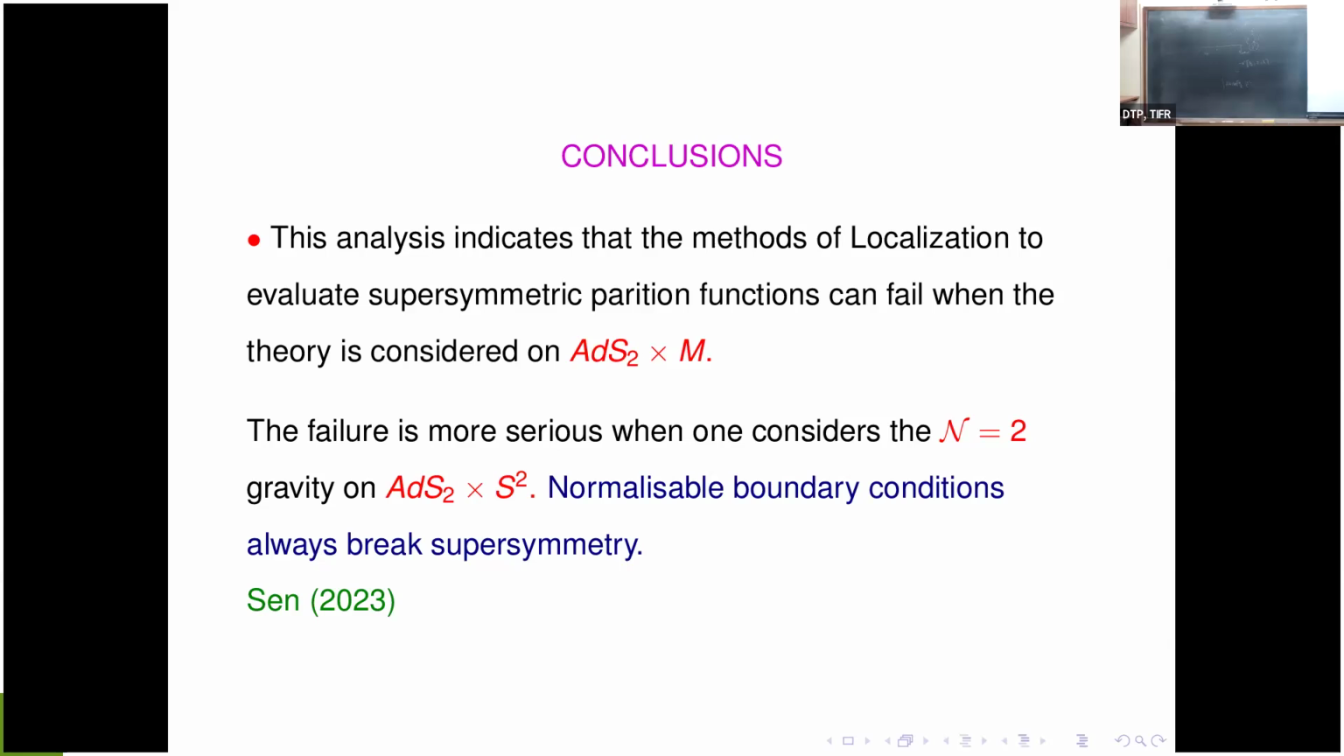When you go near extremality, do you see some...? Yeah, I don't know how it transfers this property to near extremal.